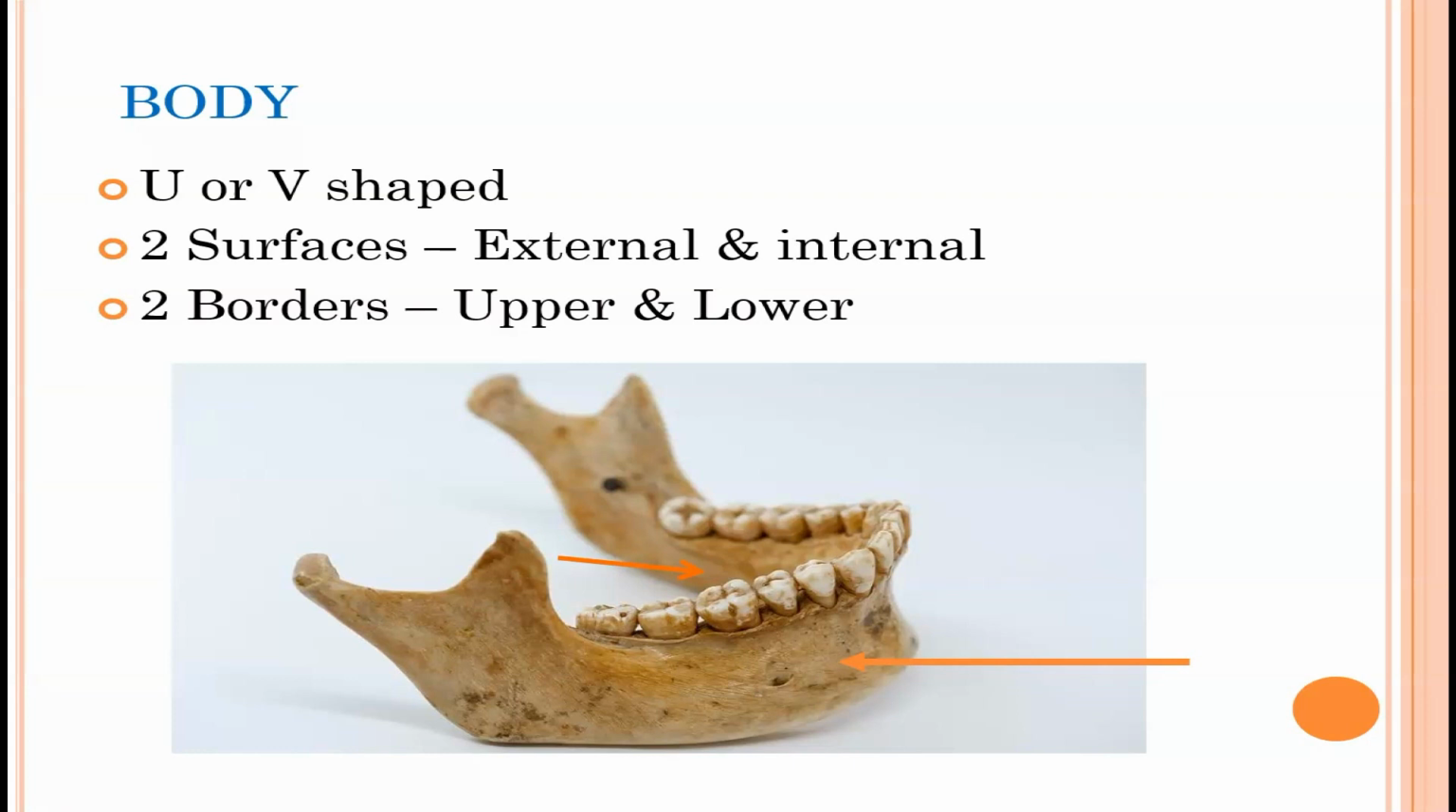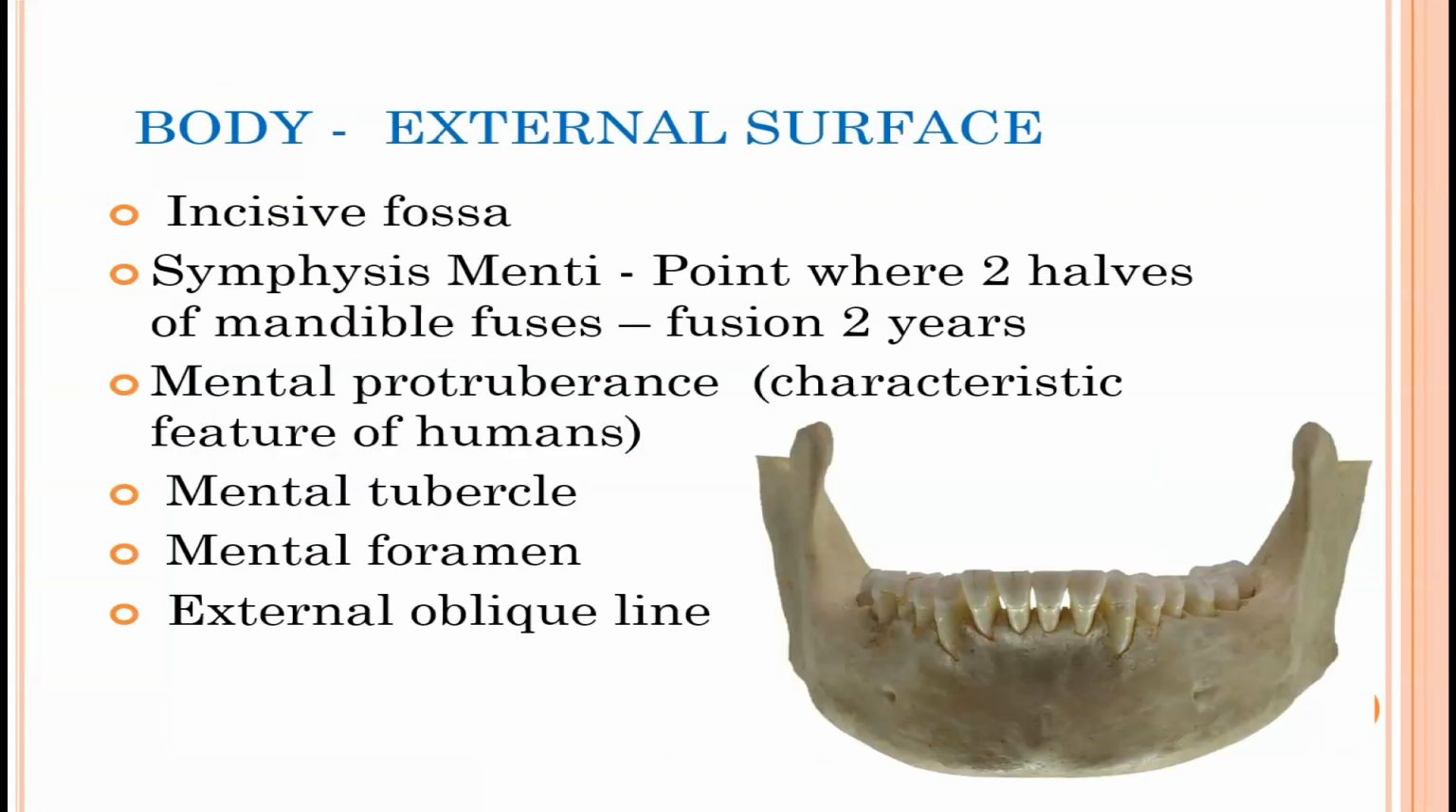And it has two borders. Borders means the line or the limitation of the surface. Here it has two borders. The upper border, where we can see the presence of teeth or the sockets for the teeth, is also called the alveolar border. The lower border is also called the base of the mandible.